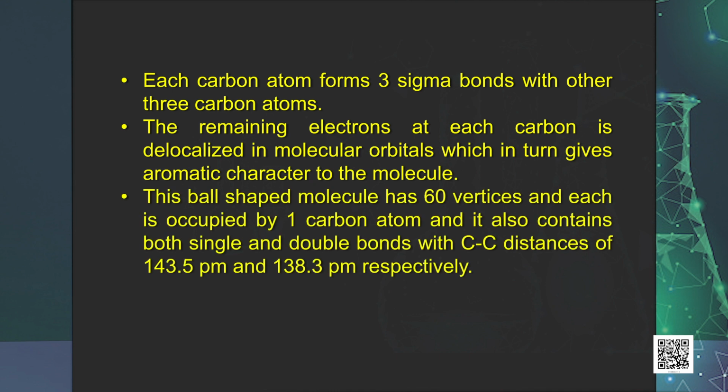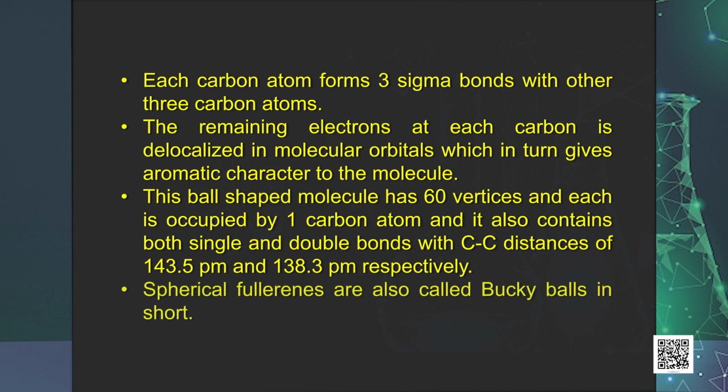This ball-shaped molecule has 60 vertices and each is occupied by one carbon atom, and it also contains both single and double bonds with carbon-carbon distances of 143.5 picometers and 138.3 picometers respectively. Spherical fullerenes are also called buckyballs in short.